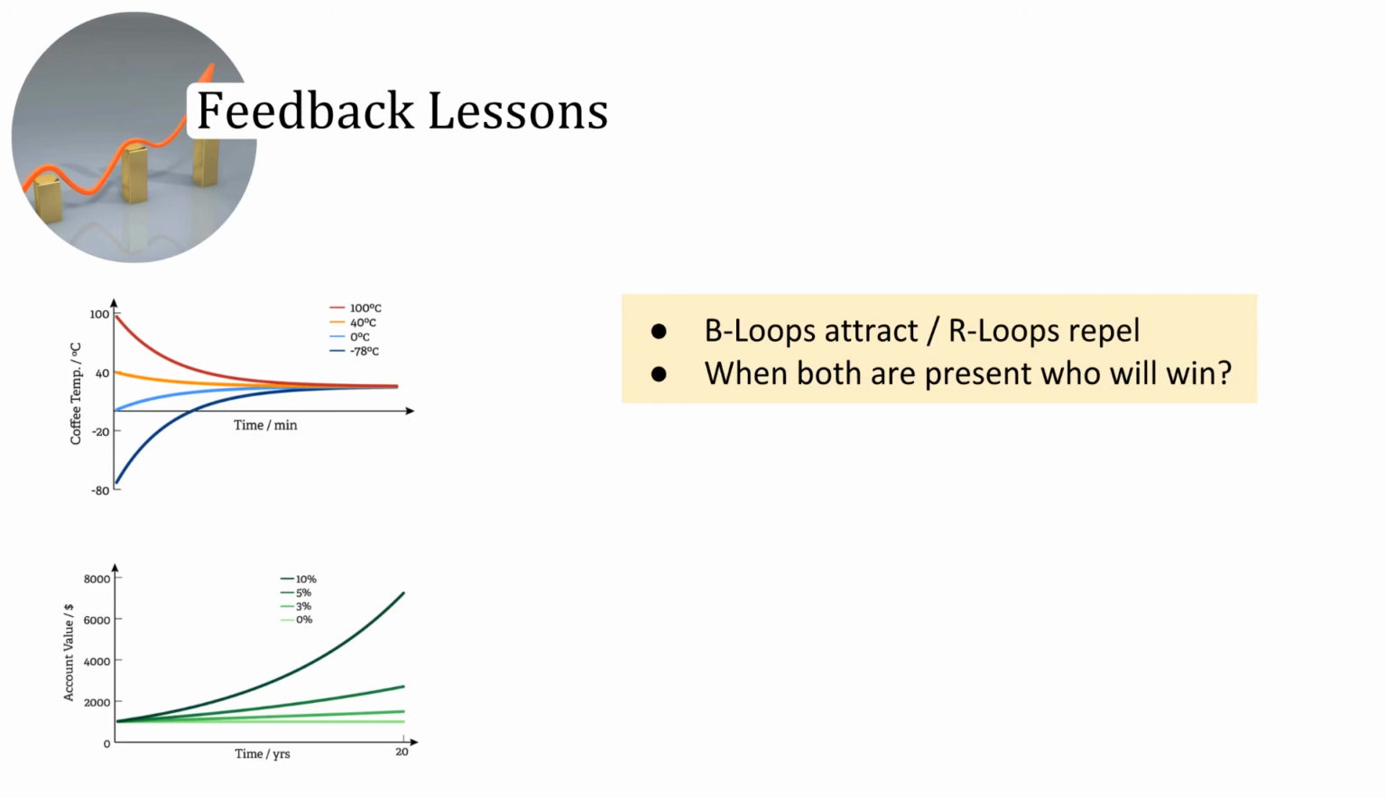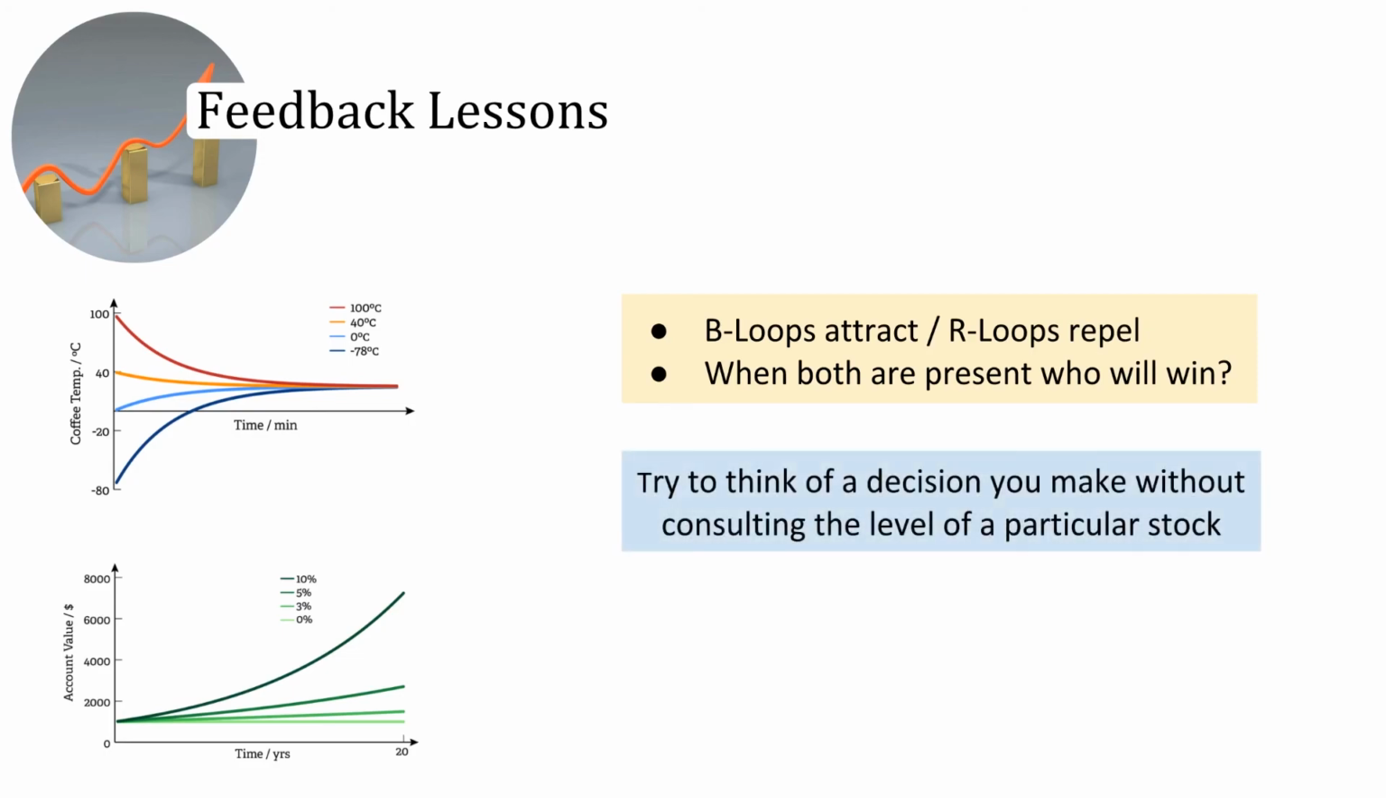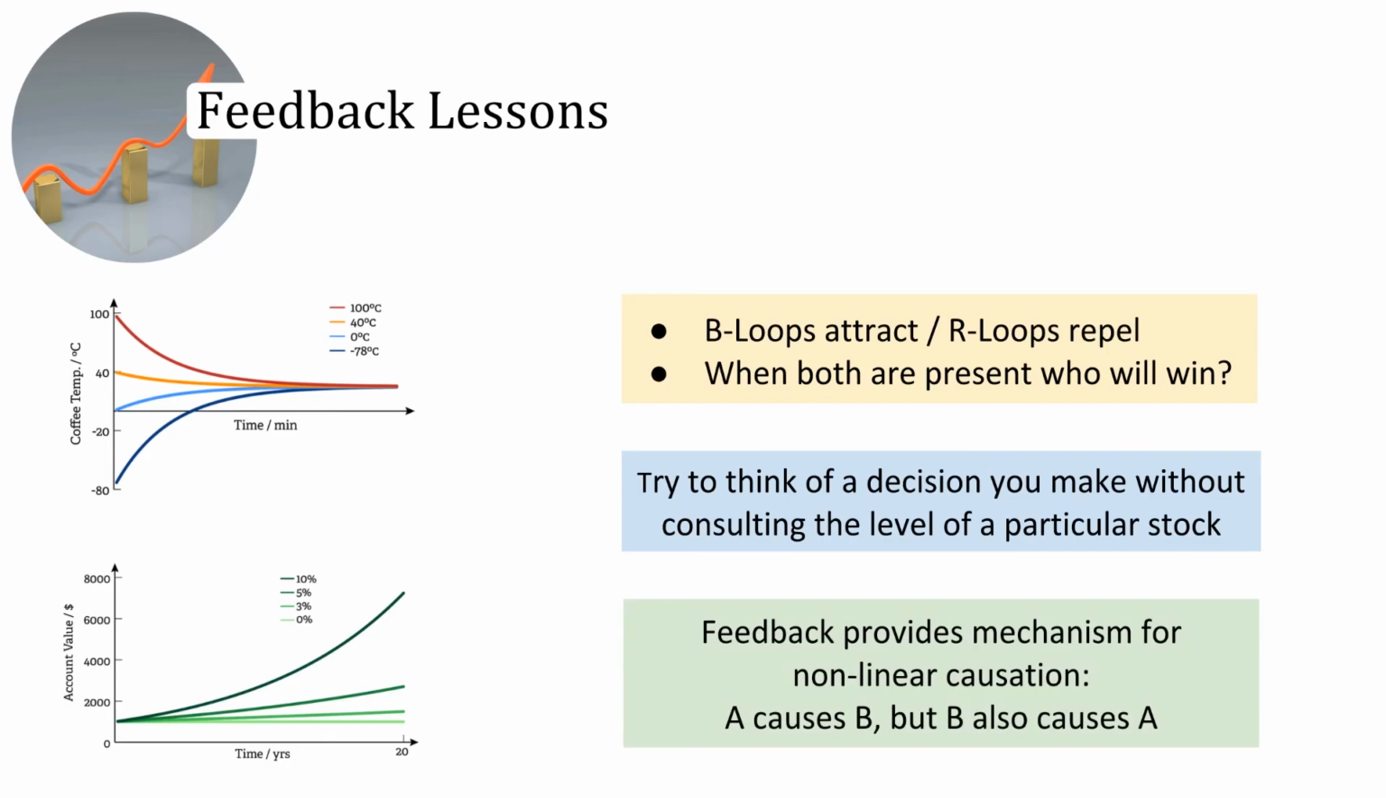When considering the importance of feedback in systems, it's interesting to ask yourself the question if you can think of a single decision you make without consulting the level of a particular stock. So a decision that doesn't in some way involve feedback. And I think you'll find that it's really hard to find an example of a case where there's no feedback involved. So this indicates that feedback sort of is everywhere and it's really important. And finally, feedback provides a mechanism for this nonlinear type of causation I mentioned in the previous video. So even though A causes B, B may in turn also again cause A through reinforcing feedback.